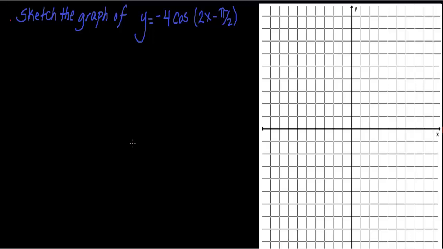For this example, we're going to use the steps that we learned in the previous examples. Step 1 was finding the amplitude. Amplitude, we said, was the absolute value of A, and this is A. So this would be the absolute value of -4, which is 4.